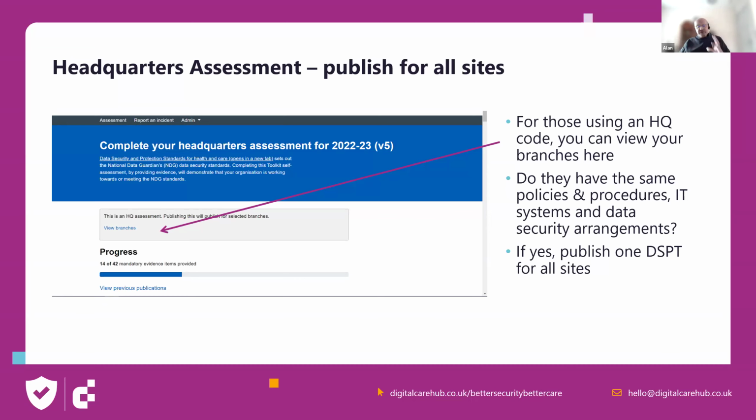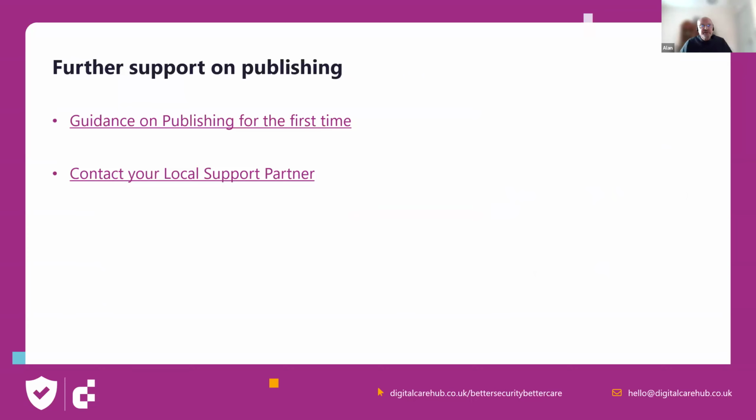If, as you work through the publication process, you feel that you're not clear on something or something's not working, then there is further support available. The top link there is guidance on publishing for the first time. The second link is how to contact your local support partner for personal one-to-one support in relation to that.